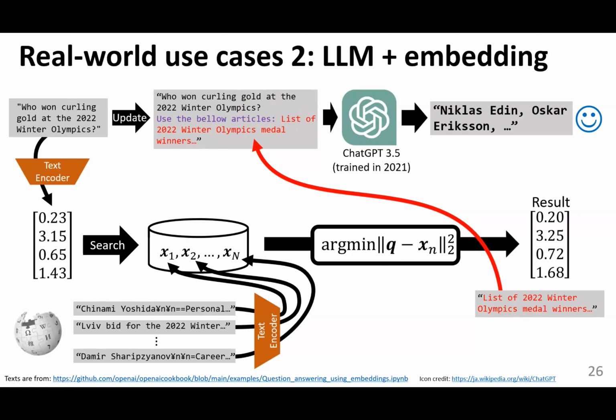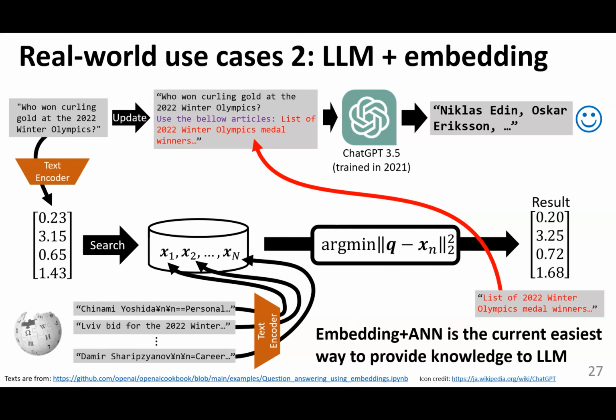The ChatGPT part is fine, that's not our job. That's OpenAI's job, right? But how to put information into ChatGPT? The easiest way is like this: it's just search. You need to know that, because everyone is discussing very clever, smart things, but the thing here is just search. Embedding plus nearest neighbor search is currently the easiest way to provide knowledge to LLMs.